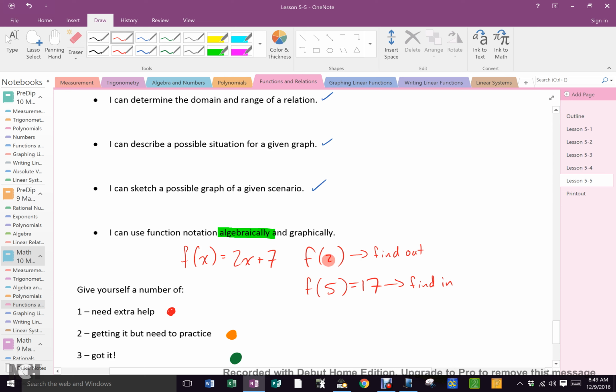What happens to that 2? Where does it go? Everywhere there's an x. What happens to that 17? I'm sorry, the f of x is 17. Where does that 17 go? In there for the whole thing, and that 2 goes there only. That's algebraically. Most people are good at that. Most people are bad graphically. Let me show you a graphic one.